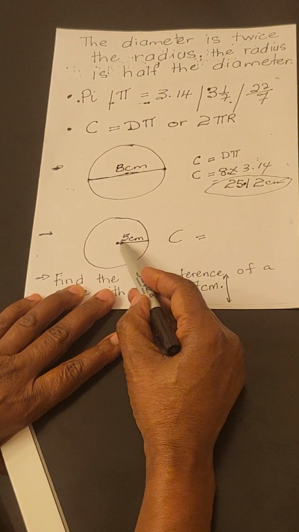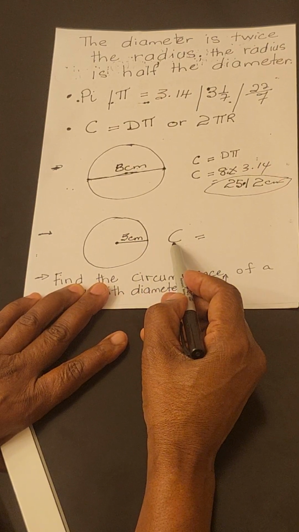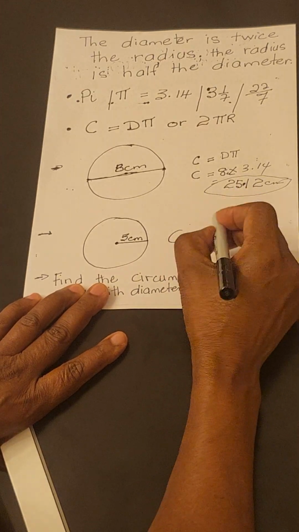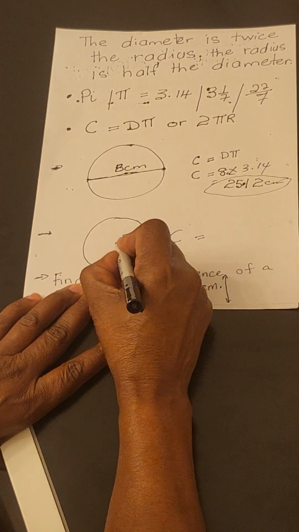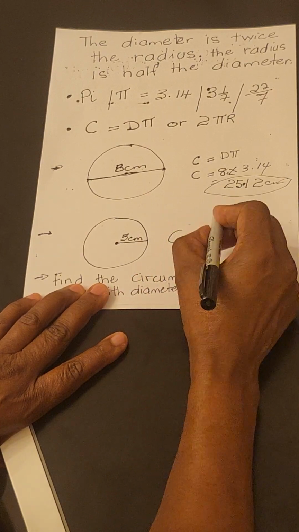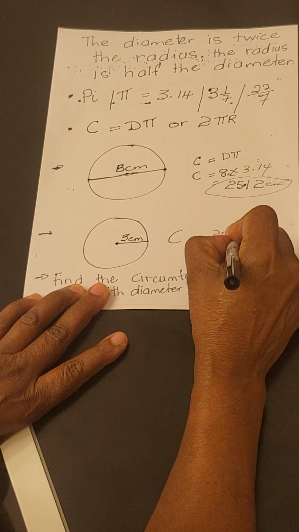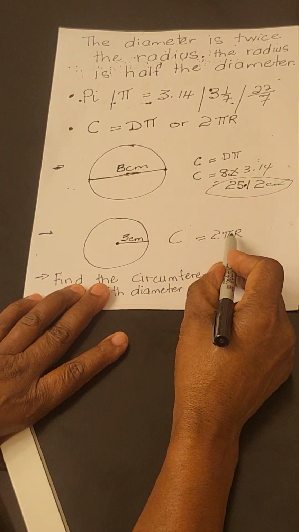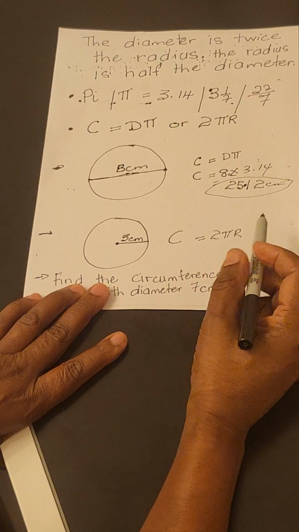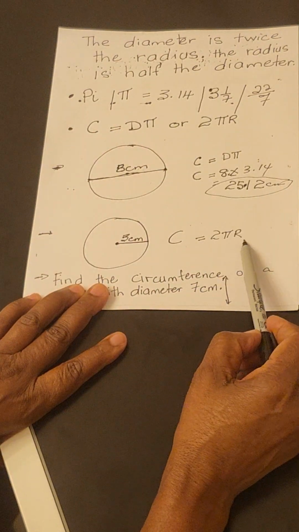Now the other one here, here is the radius. The radius is 3 centimeters. So you want to find the circumference. Remember, if you are given the radius to find the circumference, it is 2 pi r, which is 2 multiplied by pi multiplied by the radius. And the reason is because the diameter is 2 times the radius.